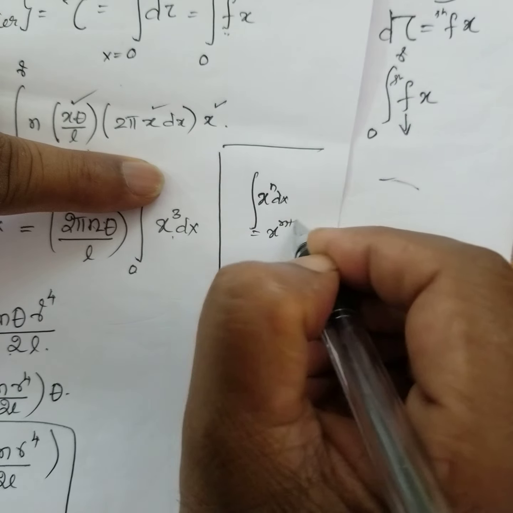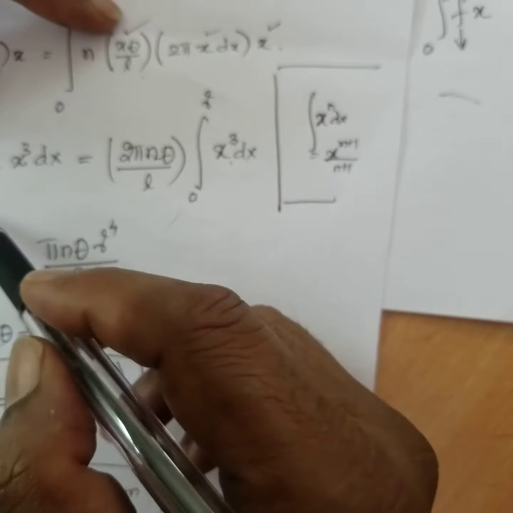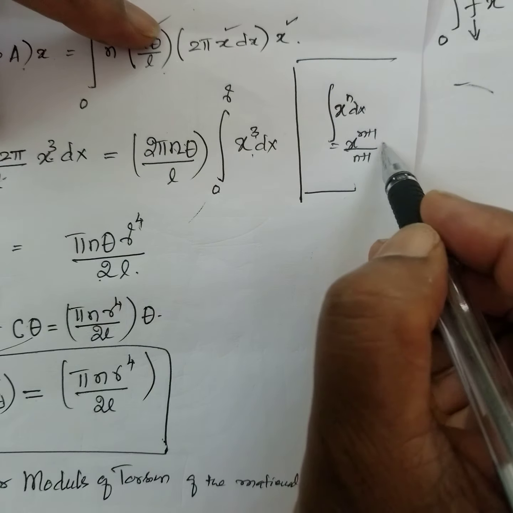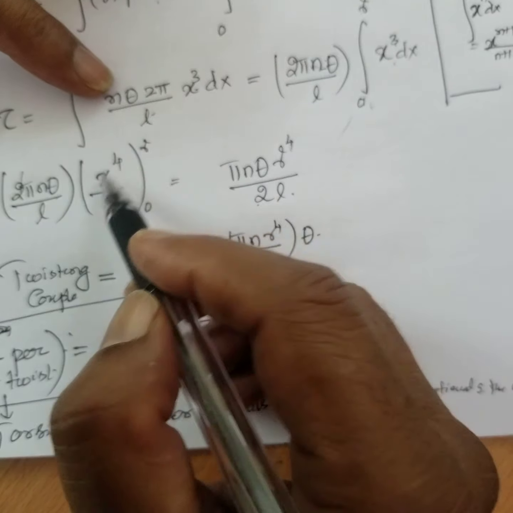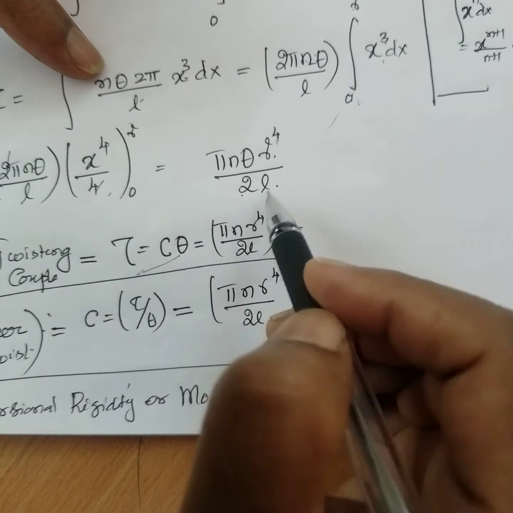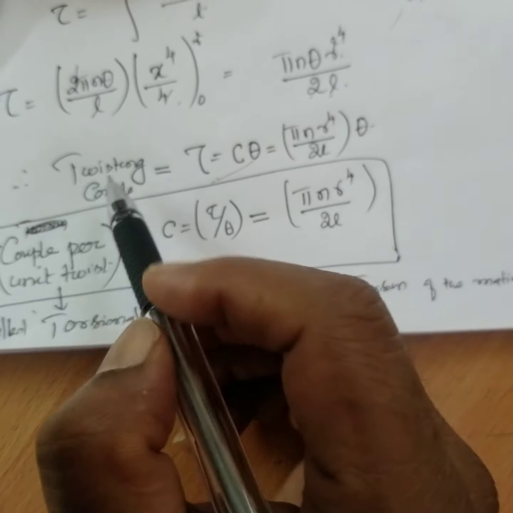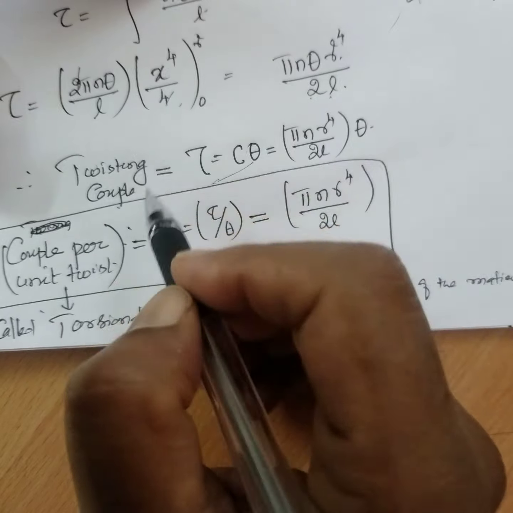X to the power of n plus 1, divided by n plus 1. That is what? 3 becomes 4, x to the power of 4 by 4 plus c. I am dropping c because it is a definite integral. And instead of x I am substituting this. 2 gets cancelled. This is called twisting couple.